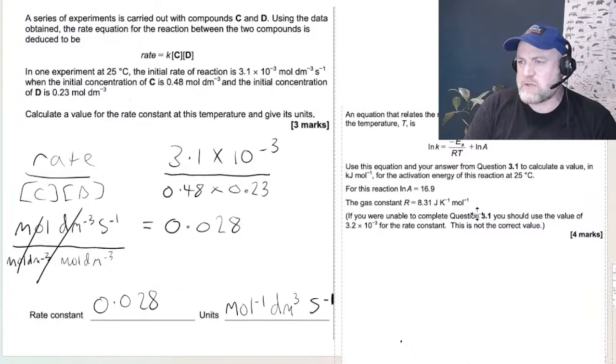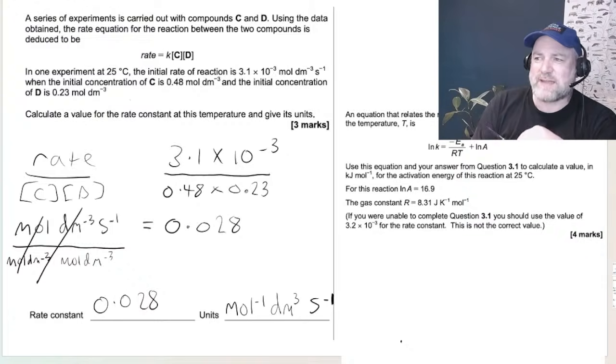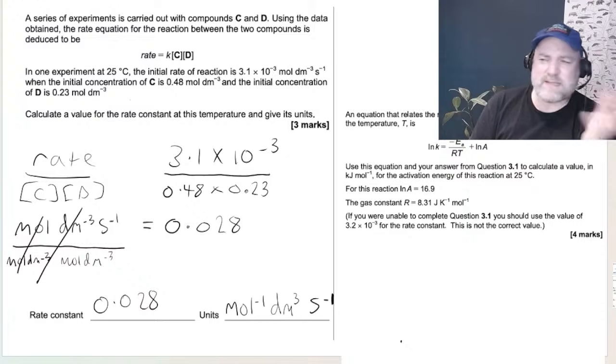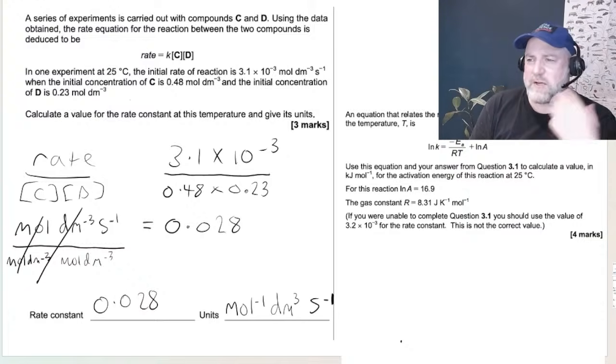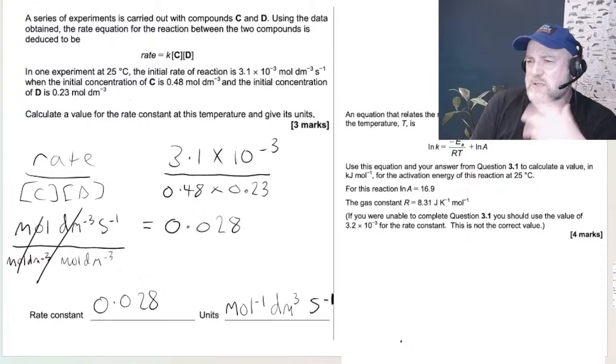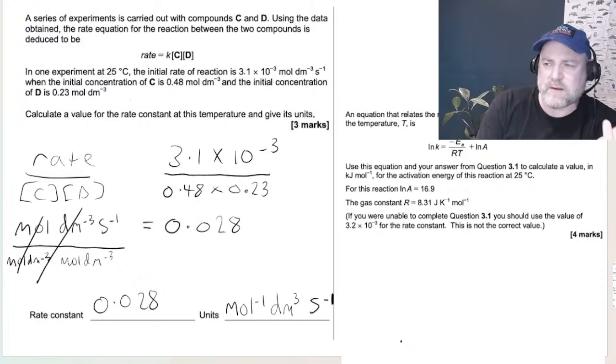An equation that relates the rate constant K to the activation energy EA and the temperature T is this. They're giving us an arrangement of the Arrhenius equation. It doesn't always come with the natural log K, natural log A, but you can do that. Use this equation and your answer. So we need to rearrange this.